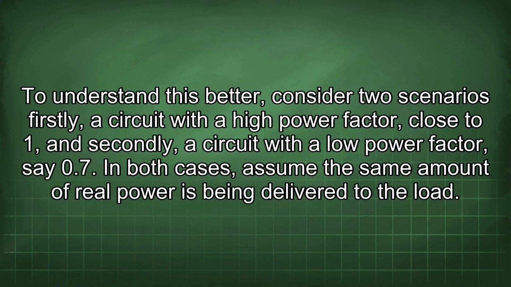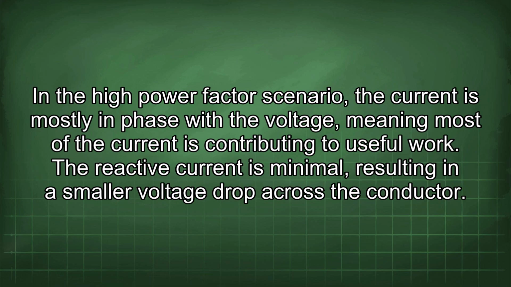To understand this better, consider two scenarios: firstly, a circuit with a high power factor, close to 1, and secondly, a circuit with a low power factor, say 0.7. In both cases, assume the same amount of real power is being delivered to the load. In the high power factor scenario, the current is mostly in phase with the voltage, meaning most of the current is contributing to useful work. The reactive current is minimal, resulting in a smaller voltage drop across the conductor.